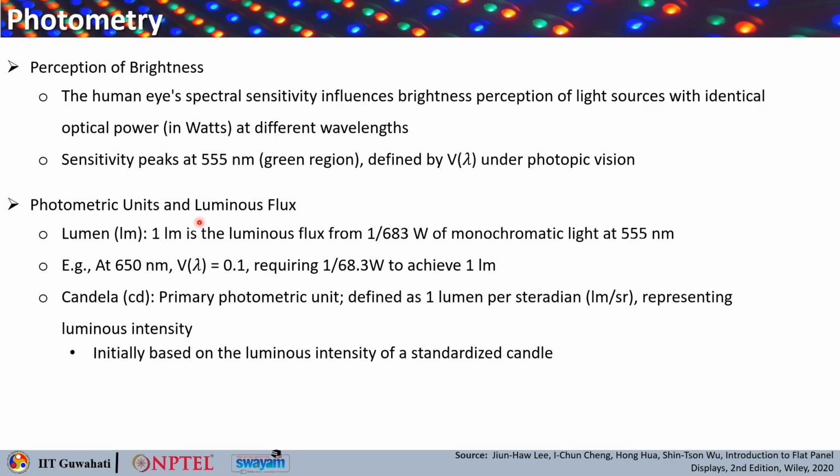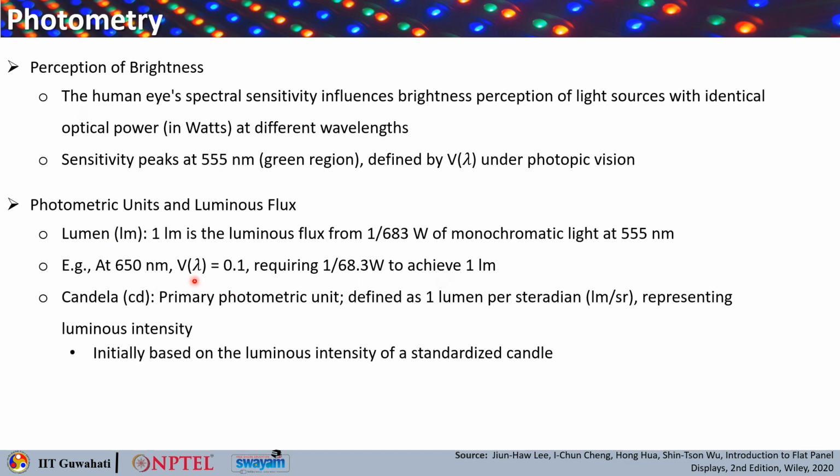Now, photometric units and luminous flux. The first important parameter that we need to understand is lumen. When I say 1 lumen, this is the luminous flux that comes from 1 by 683 watt of monochromatic light at 555 nanometer. This is the standard definition of 1 lumen.